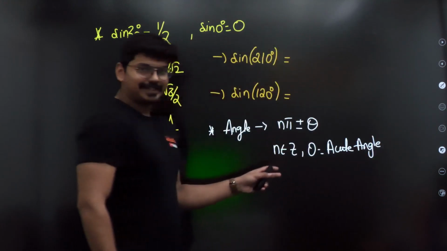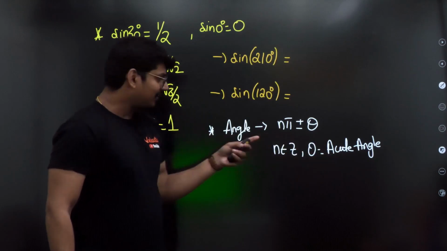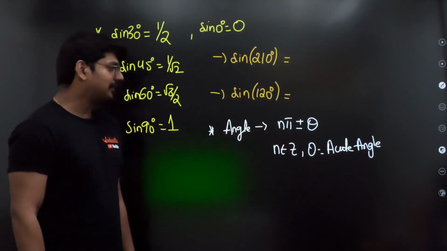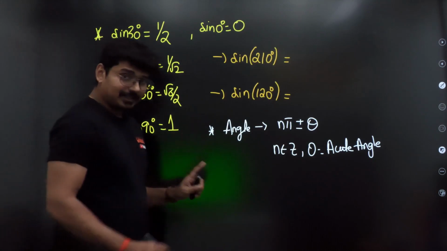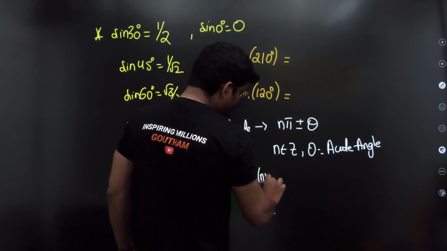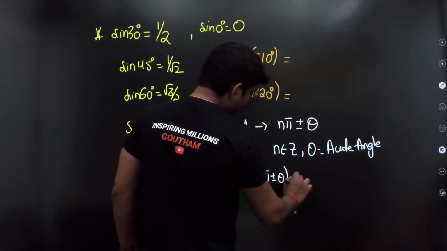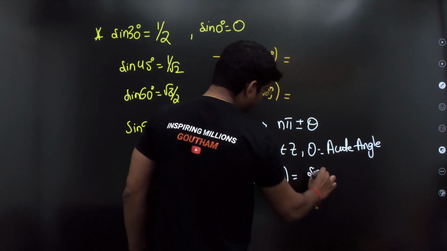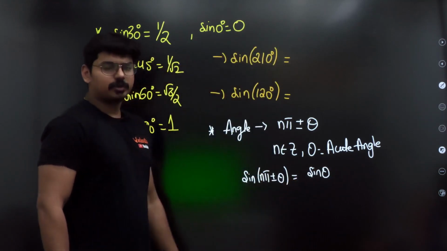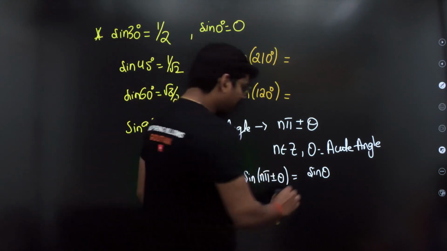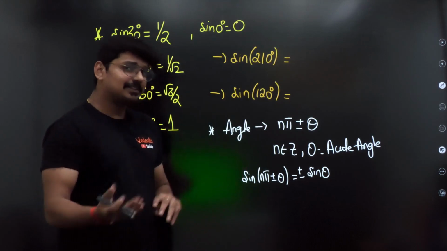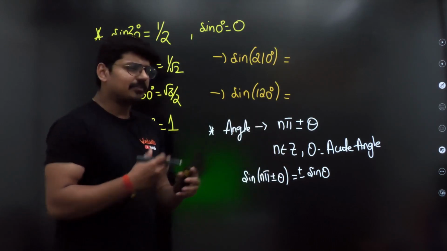So if n is an integer and theta is the acute angle, and you have your angle in this way, n pi plus or minus theta, then we can always write something like this: sine of n pi plus or minus theta is going to become sine theta. That is, the trigonometric ratio is not going to change. Now whether this is positive sine theta or negative sine theta, well, that is another discussion. We'll do it just after 5-10 minutes.